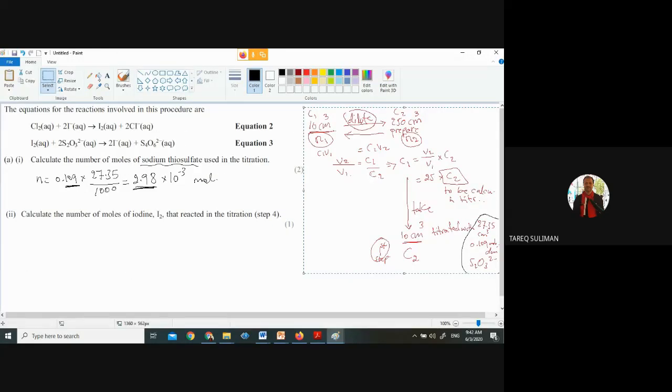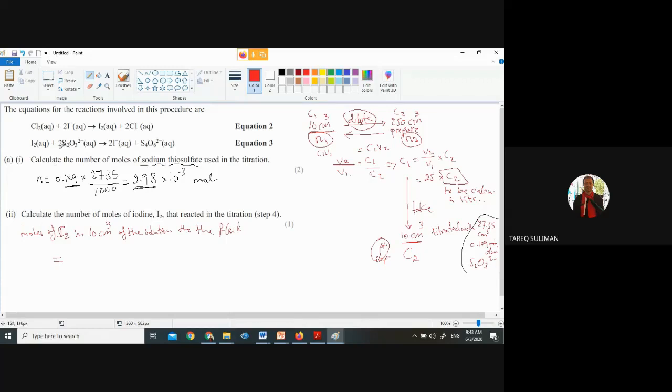So always know what you are calculating. So moles of iodine in 10 centimeter cube of the solution in the flask. If you do this way, you will know what you are doing. Equals to what?